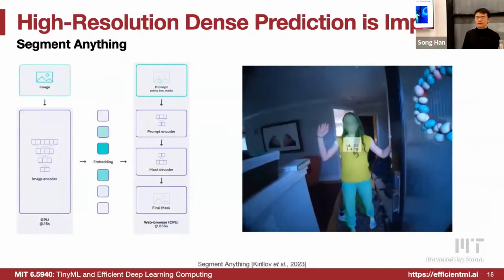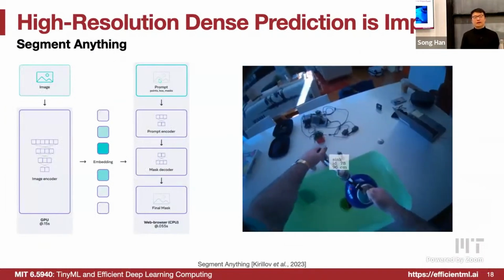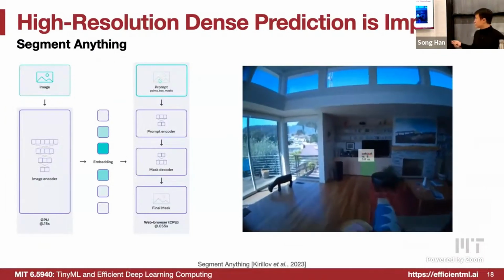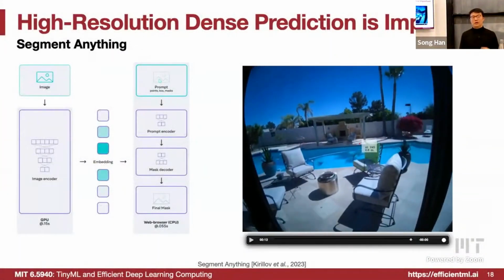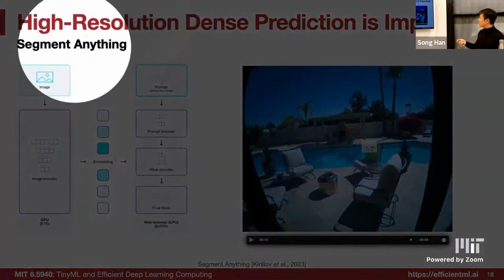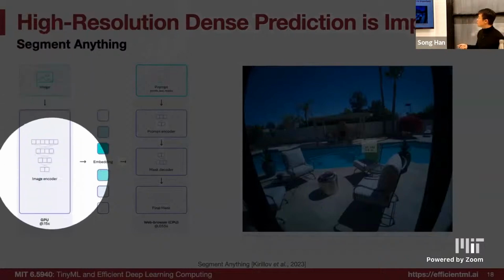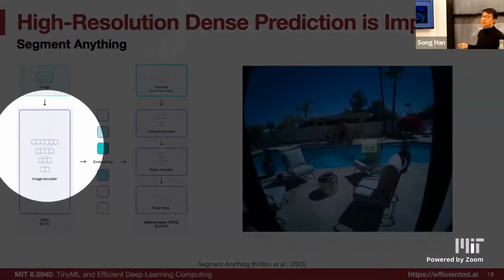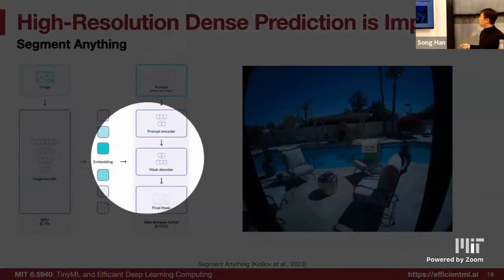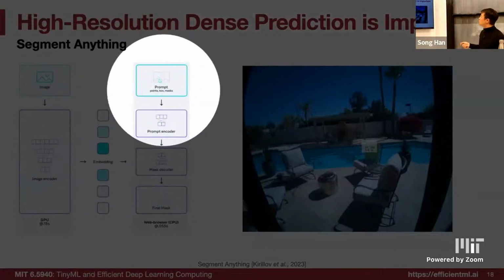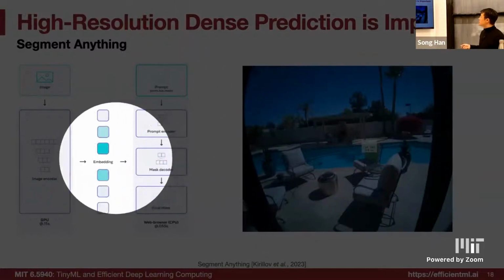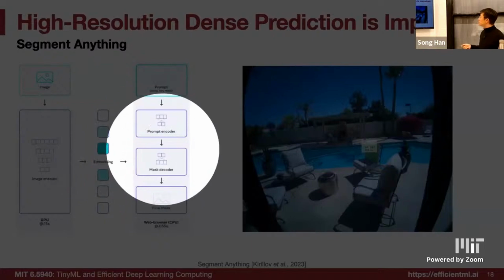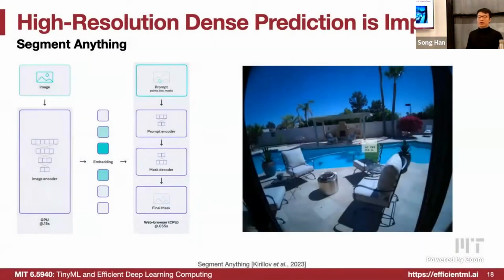And high resolution dense prediction is also helpful for AR and VR applications. Like there's a dot indicating where you are looking at, and it's going to segment the stuff you are looking at. And that is using this paper called Segment Anything. Basically, the image is passed through an image encoder, which is a ViT. This takes the majority of the time and gets the embedding. And then the prompt could be a point, a box, or a mask. Encode the prompt, then mingle the image encoding with the prompt, and finally predict the final mask.